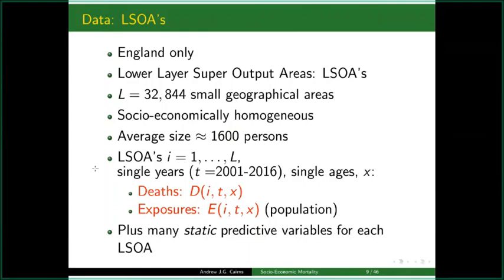So for each of these LSOAs, we have data for single calendar years from 2001 to 2016, and also for single ages. And by that, what I mean is that we have death counts and we also have exposures. Now, because each of these areas is relatively small, the death counts in the data sets that we have contain a lot of zeros and ones, and so what that means is that we need to take that into account when we're doing our statistical analysis. Now, in addition to the deaths and exposures, we have lots of static predictive variables for each LSOA. So these are predictive variables that are socioeconomic in their nature, plus one or two other variables that I'll talk about.